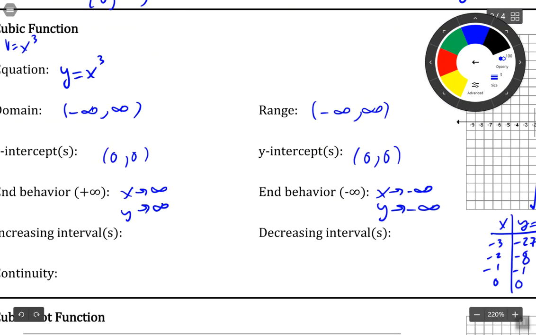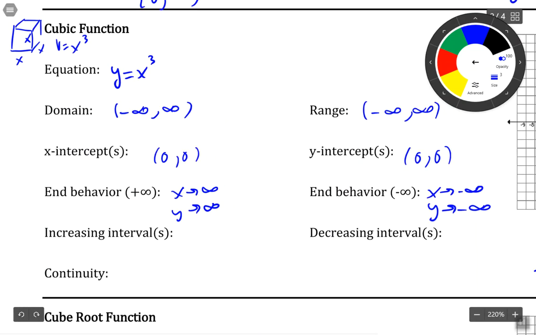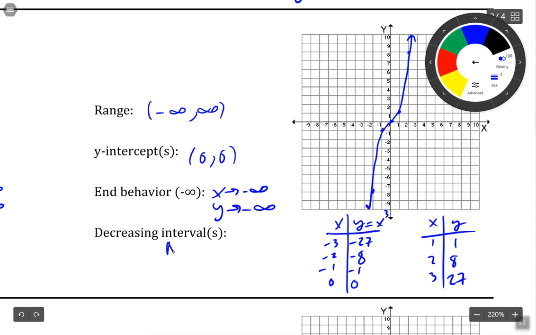All right, increasing or decreasing, what do you think? Do you read from left to right? I do. Read from left to right. That's the way we read. Increasing. Yes. So it's the whole interval, right? There are no decreasing parts. Once we transform it, will there be? Oh, yeah. Are there any decreasing? None. Not for the parent function.